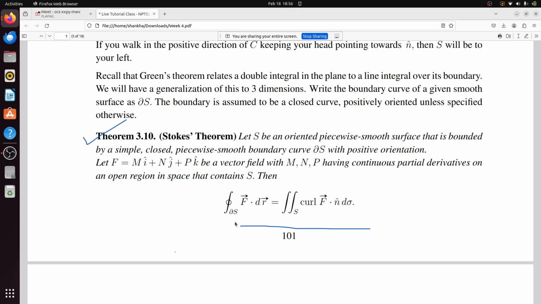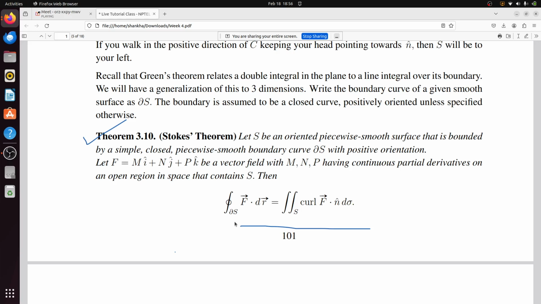I am giving you 2 to 3 minutes. Just read down the statement of the Stokes theorem. It is one of the basic theorems of calculus. Like we have learned Green's theorem, now we will focus on Stokes theorem. We will solve 1 or 2 problems, and then we will learn another important theorem, that is called Gauss's divergence theorem.